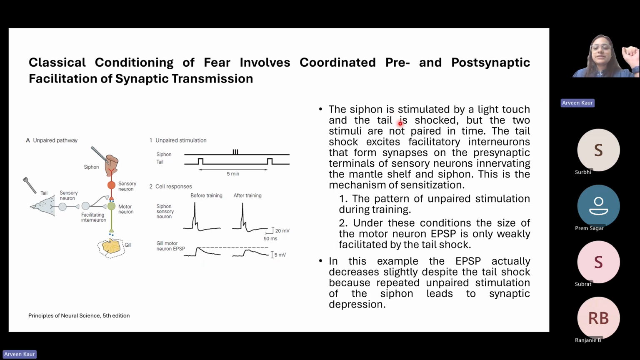The siphon is stimulated by a light touch and the tail is shocked, but the two stimuli are not paired in time. The tail shock excites facilitatory interneurons that form synapses on the presynaptic terminal of the sensory neurons innervating the mantle sheath and siphon. This is the mechanism of sensitization. Under these conditions of unpaired stimulation during training, the size of the motor neuron EPSP is only weakly facilitated by the tail shock. In this example, the EPSP actually decreases slightly despite the tail shock because repeated unpaired stimulation of the siphon leads to a synaptic depression, right?